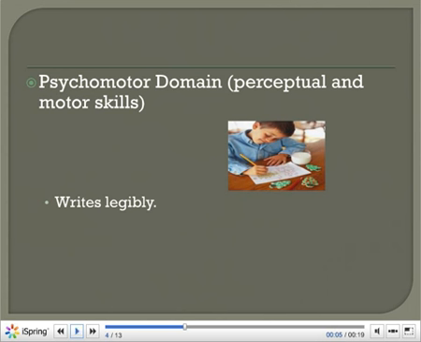The second of those domains is psychomotor, which focuses on perceptual and motor skills. You see an example of this at the bottom of the screen. Teachers in certain disciplines tend to write a lot of objectives in this domain. For example, teachers of primary children, music teachers, art teachers, PE teachers, foreign language teachers, driver's ed, etc.